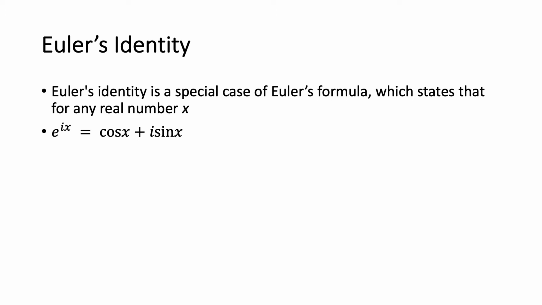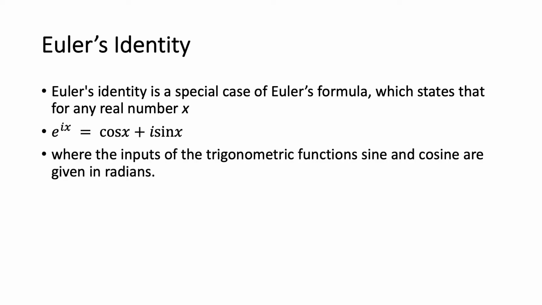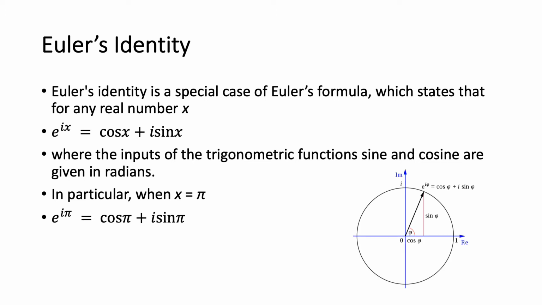Euler's identity is a special case of Euler's formula, which states that for any real number x, e to the power ix equals cos x plus i sin x, where the inputs of the trigonometric functions sine and cosine are given in radians. In particular, when x equals pi, e to the power i pi equals cos pi plus i sin pi. I here refers to the imaginary unit, where sometimes i is also written as j.